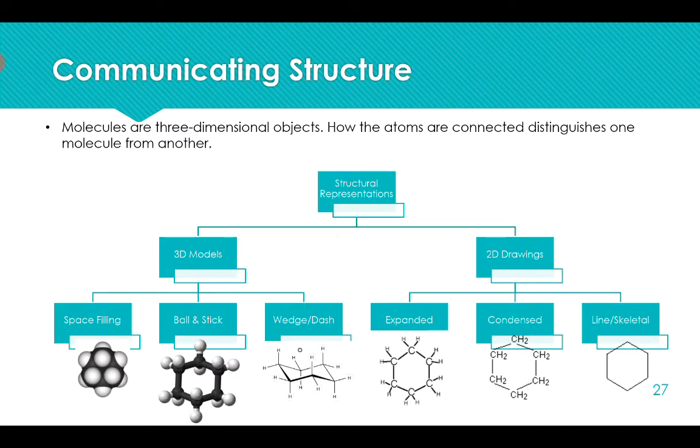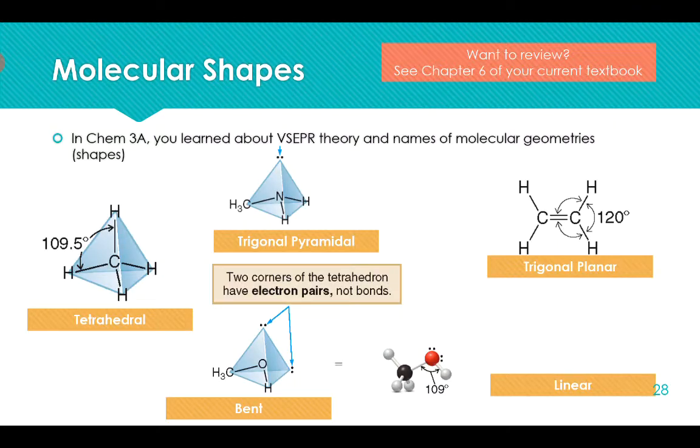And so we have this wedge dash structure, which is the in-between of a three-dimensional drawing and a two-dimensional flat drawing to try to emphasize the three-dimensional aspects of it. All of these are representations of the same organic molecule. All of these are cyclohexane. And so you can see all the different representations of cyclohexane.